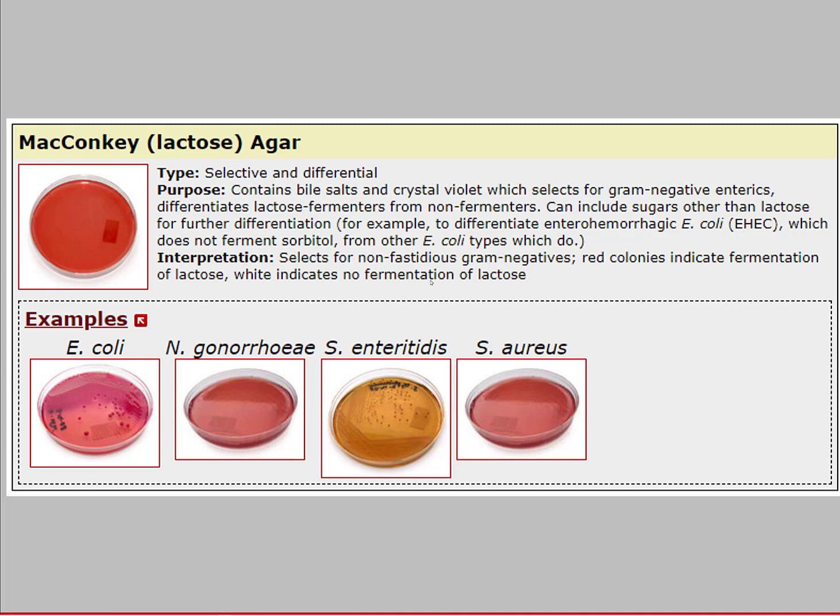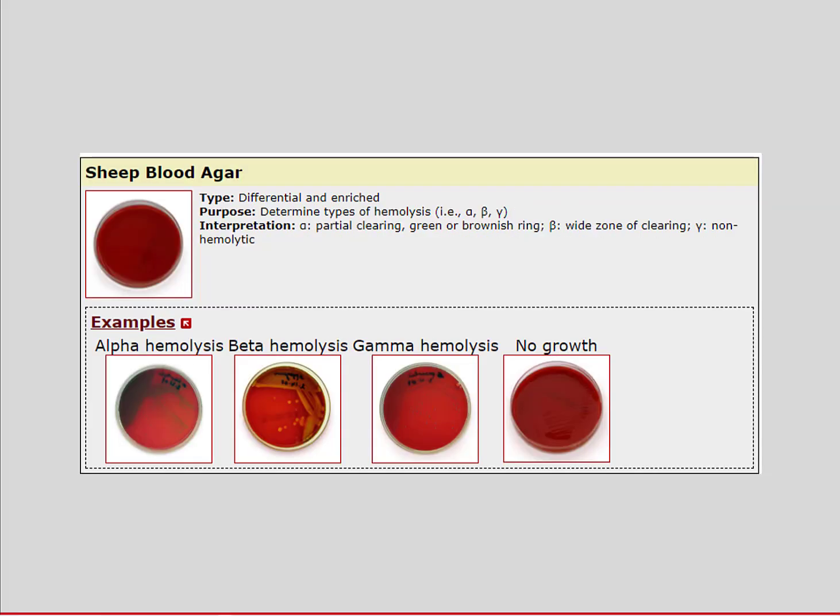Sheep blood agar, differential and enriched. So the blood, as I mentioned, we usually pour it in there around 73 degrees or so. Any higher than that, it turns to chocolate agar. But the idea is we see this is a differential but not selective. There is no selective aspect of this sheep blood agar. It's only differential because we look for alpha, beta, and gamma types of situations.